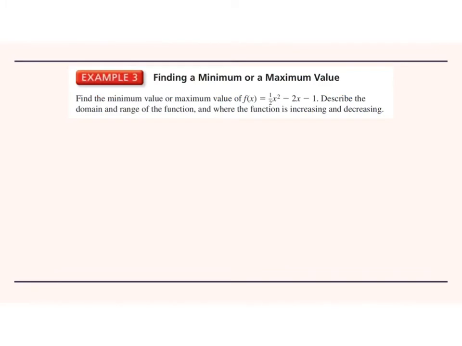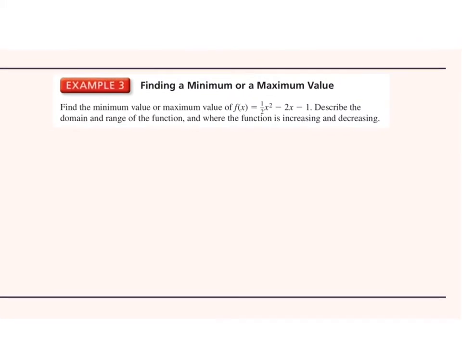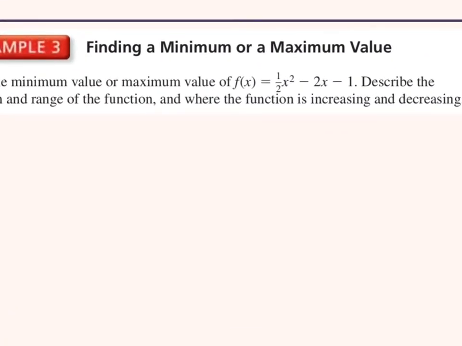All right, example 3. So we need to find the minimum value or maximum and describe the domain and range and where the function is increasing and decreasing. So the first thing we would need to do here is find our vertex. Even though it doesn't ask us for it, we need to find our vertex to find what our x value and our y value are. So what's that formula that we use to find our vertex when it's in standard form? Negative b over 2a. Perfect. Negative b over 2a.